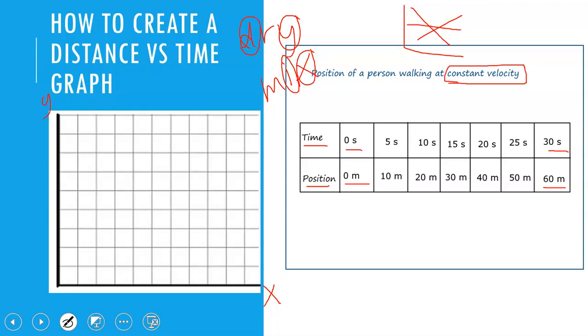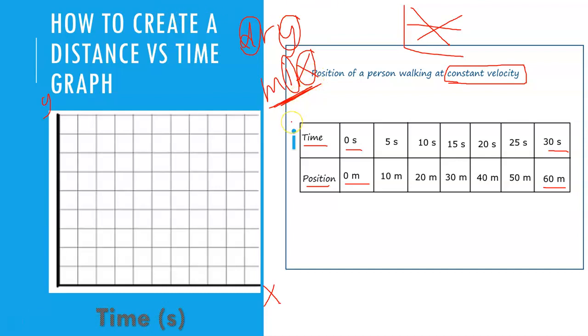So let's talk independent variable first. Your independent variable is something that you are changing, something that you're manipulating. I know it doesn't seem like it, but we are changing time. We're manipulating time because we're timing that person. We're allowing them 5, 10, 15, 20, 25, 30 seconds. So time is going to be our independent variable. Because time is our independent variable, remember MIX, it's going to go on the x-axis.